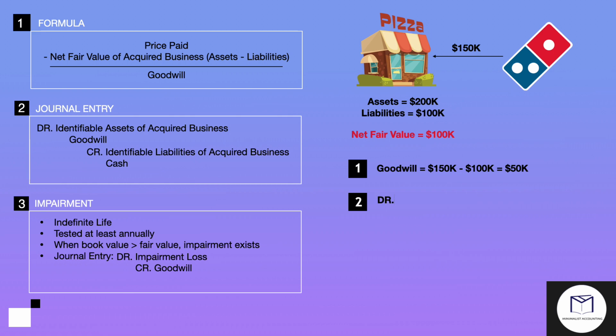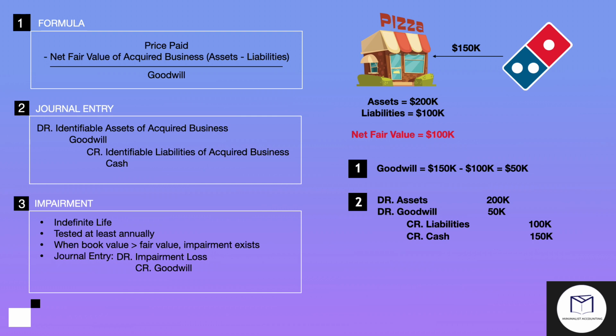We know that our assets are $200,000, our liabilities are $100,000. We, as Domino's, paid $150,000 in cash, so we reduced that account. And finally, we have a resulting net goodwill of $50,000.